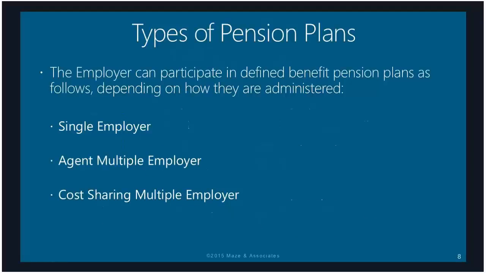So the types of pension plans, and one thing to know is our presentation today really focuses on defined benefit plans. Like we said earlier, defined contribution is strictly just a set amount of money you set aside into the plan. Single employer, agent multiple employer, and cost-sharing multiple employer plans are all defined benefit pension plans. They're all different types, so we're going to discuss each one further.